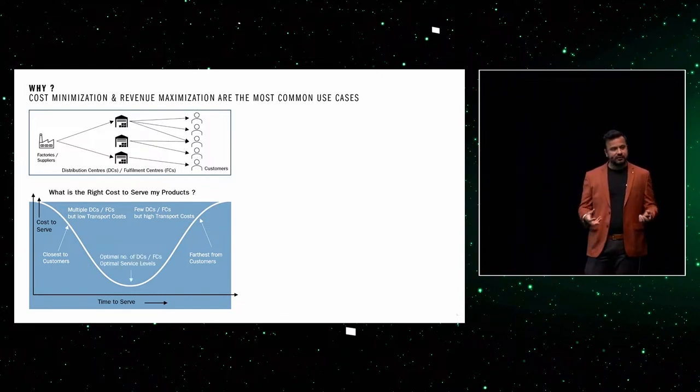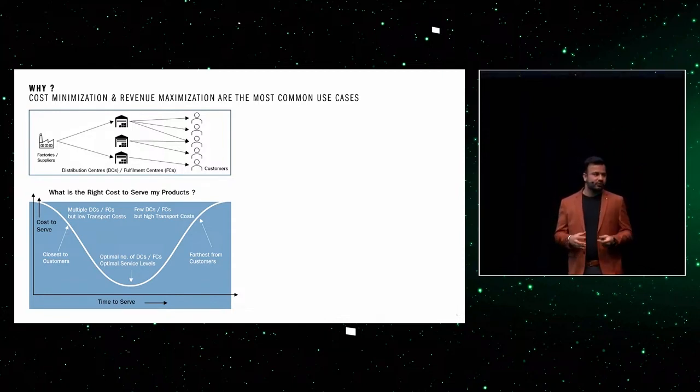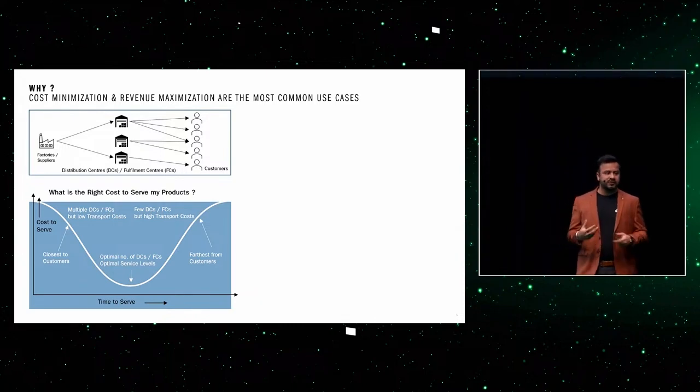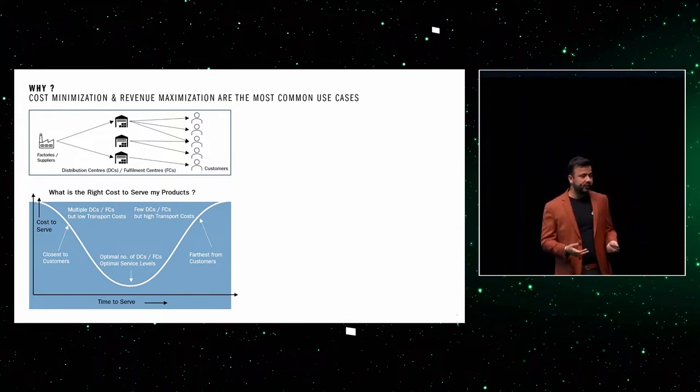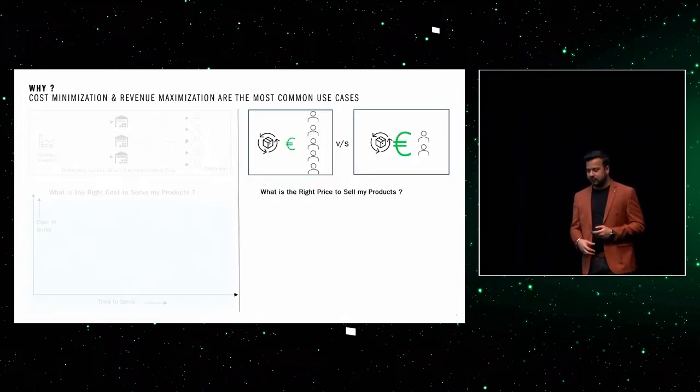The best cost to serve lies somewhere in the middle, where you have the lowest cost to create and serve my product. So this use case is not only for distribution, but also for manufacturing. Whether I should have a centralized supplier, or I should have many small different suppliers all over the globe, right? So these kind of decisions are mathematically taken by big companies in order to save costs.